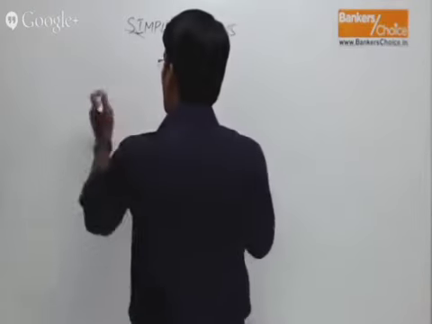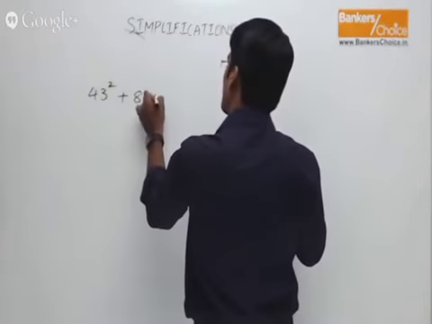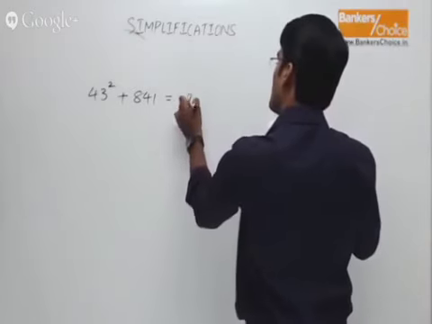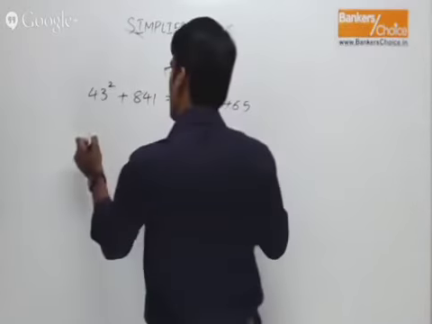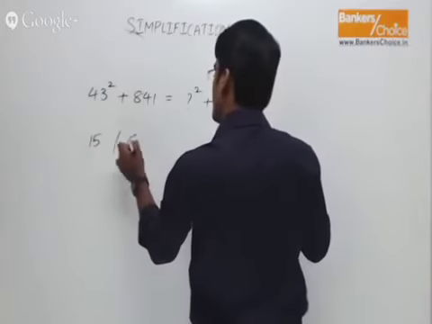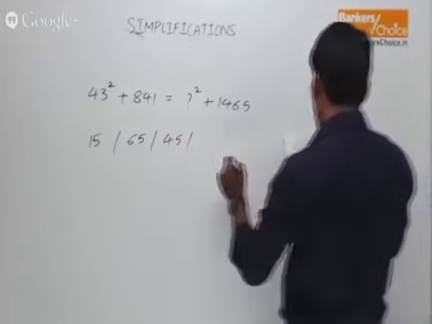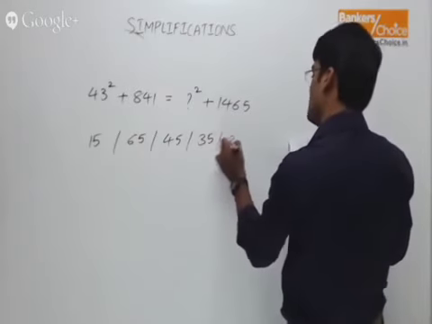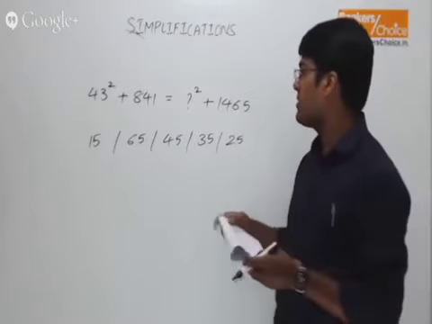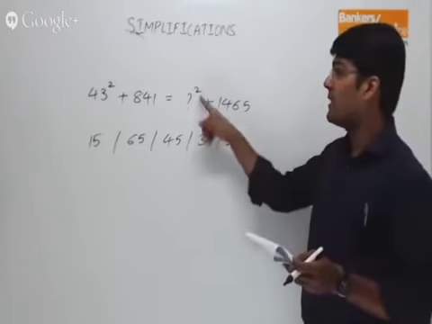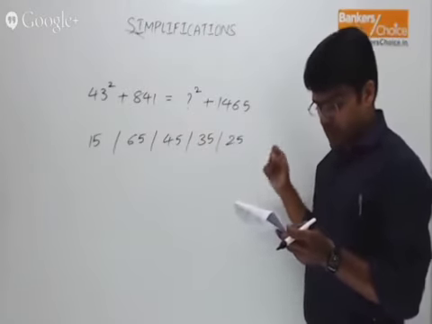For example, 43 squared plus 841 equals question mark squared plus 1465. The options are 15, 65, 45, 35, 25. We are required to find out what comes in place of the question mark, right? Look at this. This is question mark square. So 43 square plus 841 equals question mark square plus 1465.